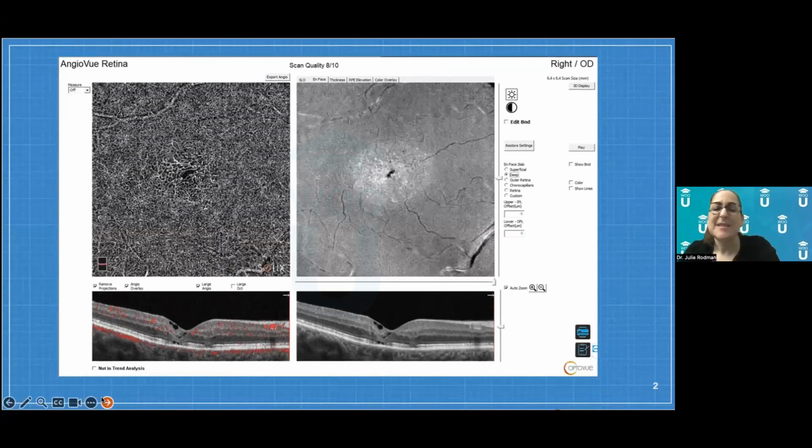And this is the deep plexus. So we're going a little bit further down now, a little bit farther into the neurosensory retina. Look at the anomalous vasculature surrounding the fovea here. It should look like this all the way around. And you can see that there's this anomalous vasculature there.